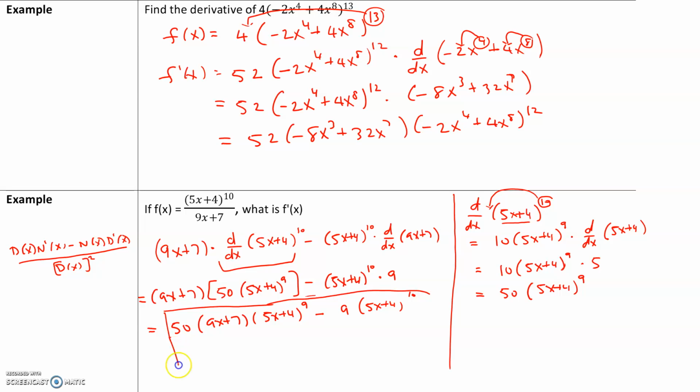Oh, and I'm forgetting one big thing. I'm sorry. We have to divide all this by d of x to the 2nd power. So I left that till the very end. That's going to be (9x plus 7) to the 2nd power in the denominator. Okay, and that is our derivative.